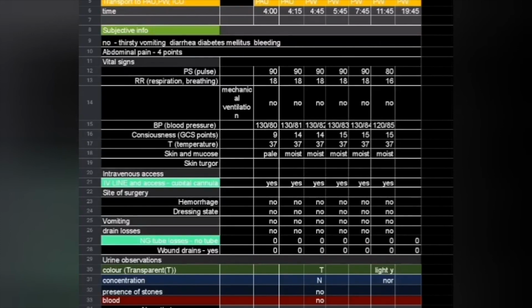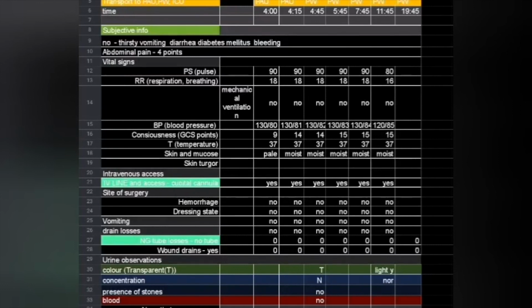After the first cycle, repeat the re-examination at 30 minutes, 1 hour, 2 hours, 4 hours, 8 hours. So for example, after 30 minutes at 4:45, the pulse of the patient is 90, the respiration would be 18, the blood pressure would be 130 per 82, consciousness is 14, temperature is normal, skin is moist.